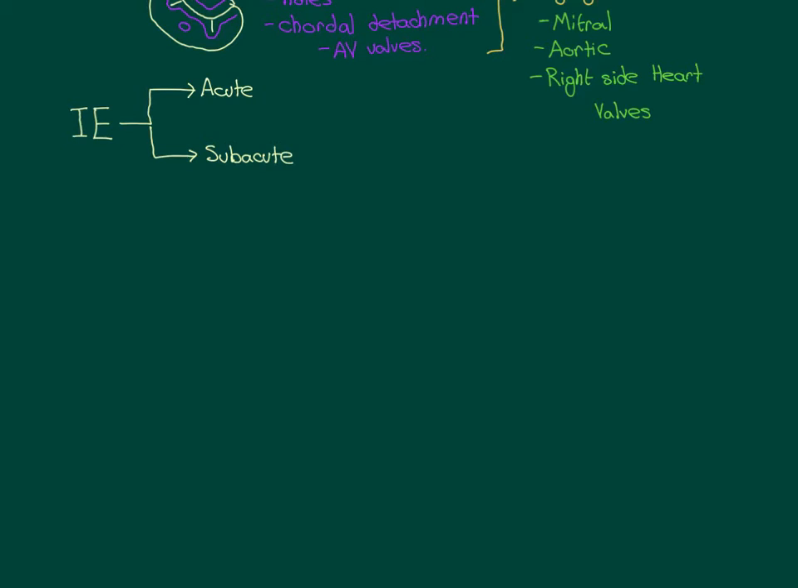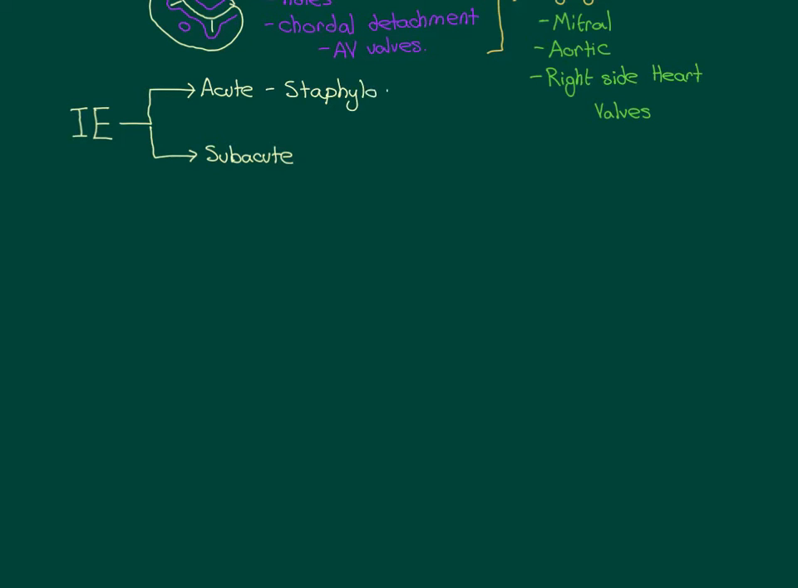Now I want to stress that both of these forms of infective endocarditis, acute infective endocarditis and subacute infective endocarditis, they are both life-threatening. They are both very, very serious illnesses that will kill you if you are not treated. However, which one will kill you faster? It's the acute one rather than the subacute one. So what's the difference between acute and subacute infective endocarditis? Well, the difference is what bug is actually causing the infection. Okay, so in acute infective endocarditis, the bug that actually causes the infection is Staphylococcus aureus.